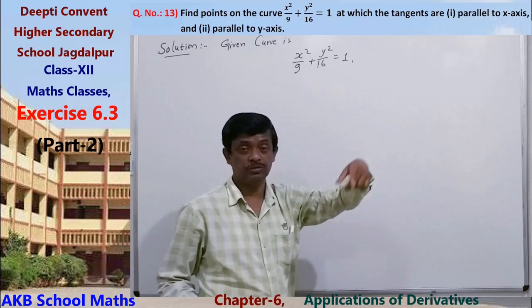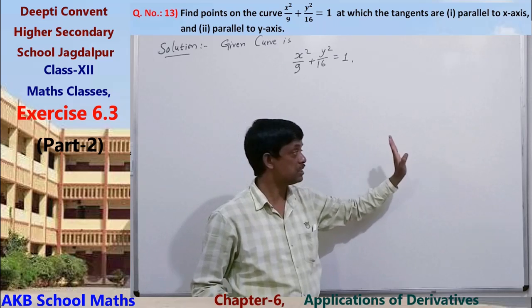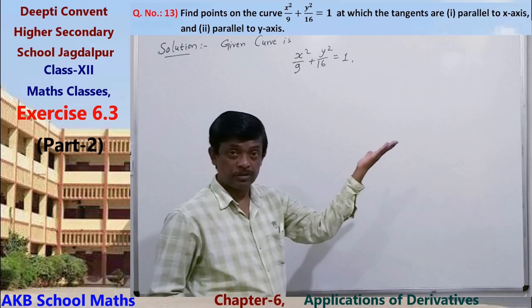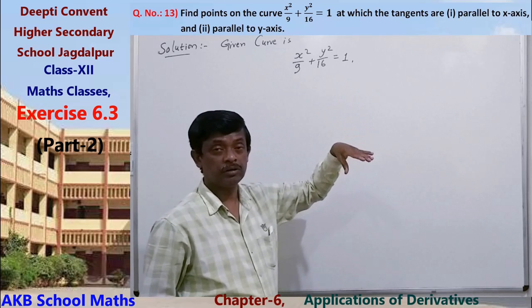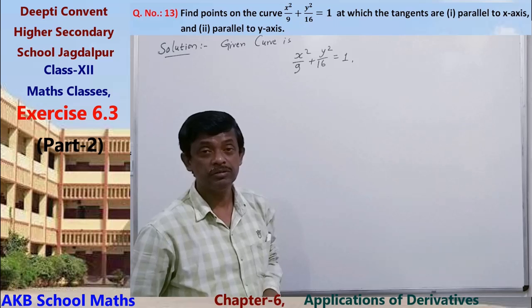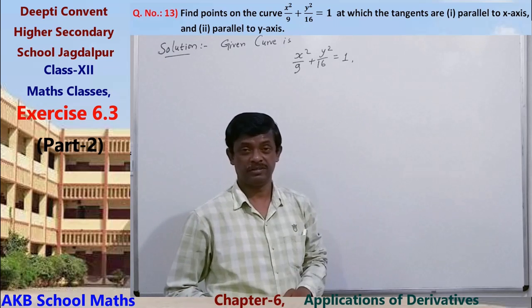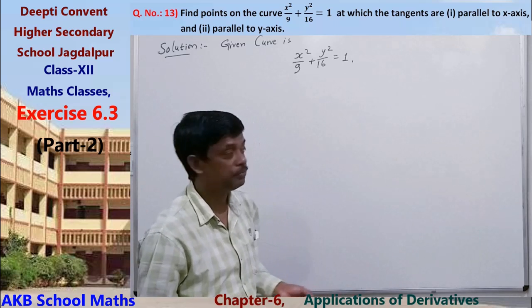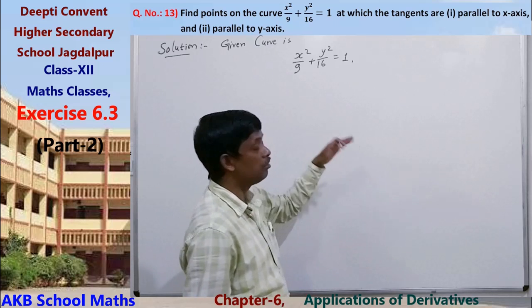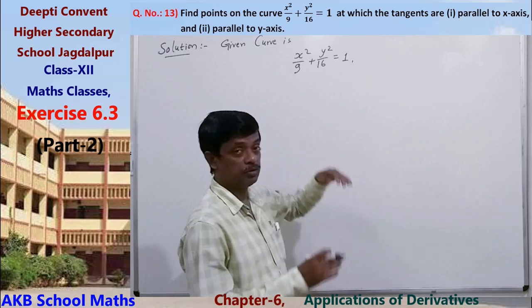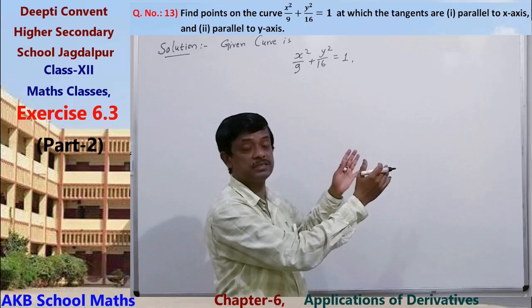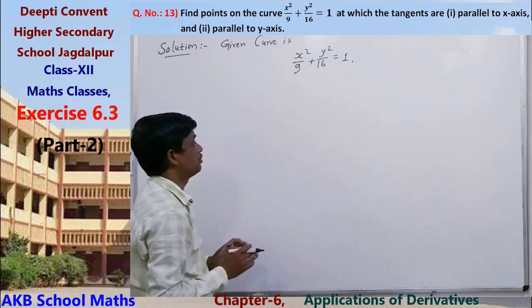Slope of x-axis is 0. Slope of y-axis is infinite, not defined. That is, slope of normal will be equal to 0, because minus 1 upon infinity equals to 0. So, by taking these two conditions, we have to find the value of x and y, that will be the points on the ellipse where tangents will be parallel to x-axis, parallel to y-axis. So, first of all, differentiate it.